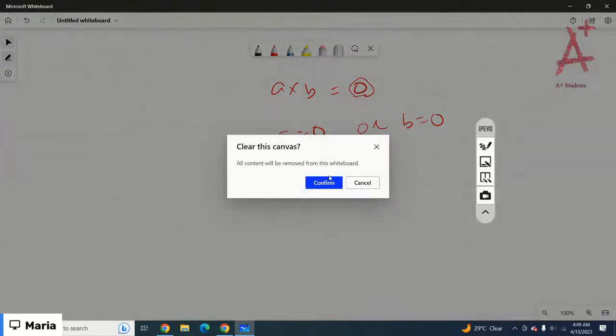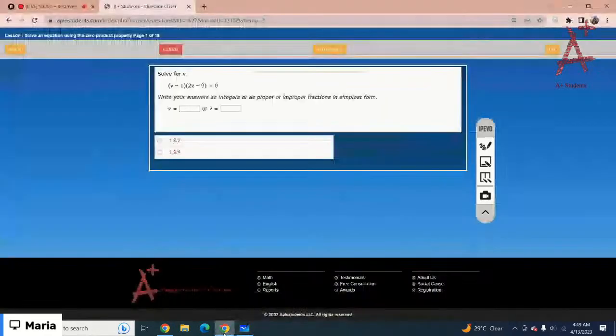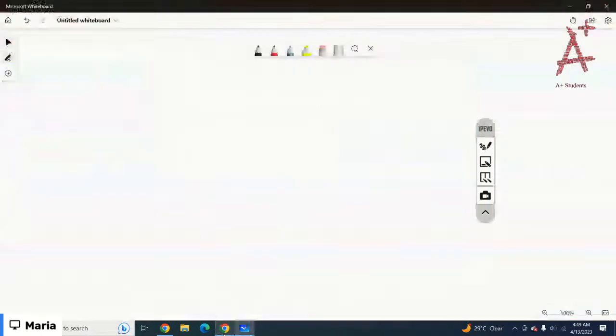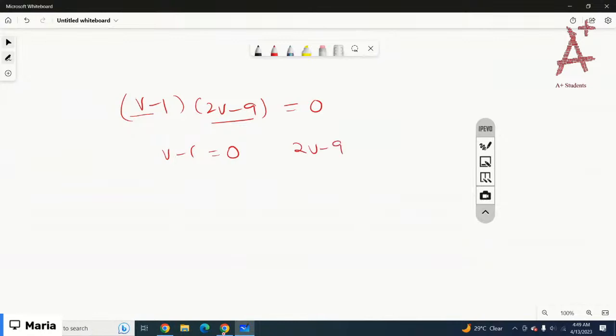in case of the quadratic equation. v minus 1 times 2v minus 9. Got it? So the product of both is 0. That means either of them equals 0. v minus 1 equals 0 and 2v minus 9 equals 0. And then solve for the variable v.